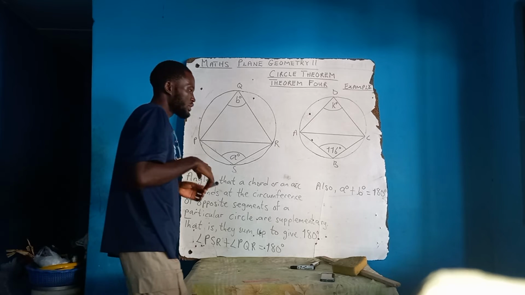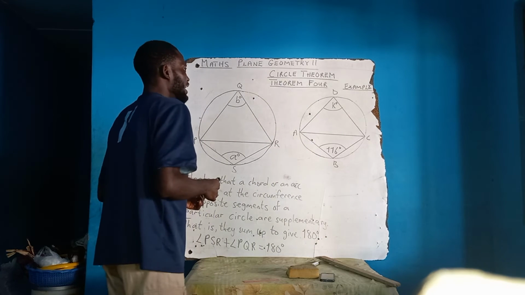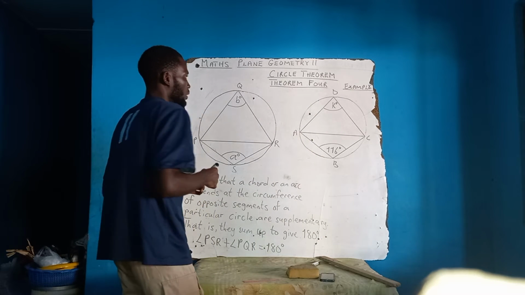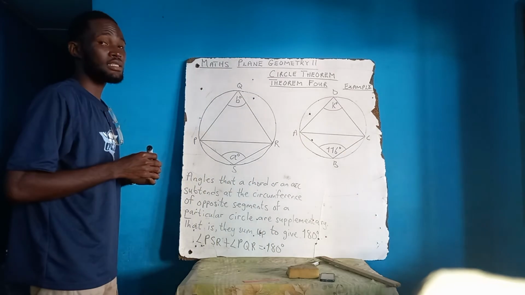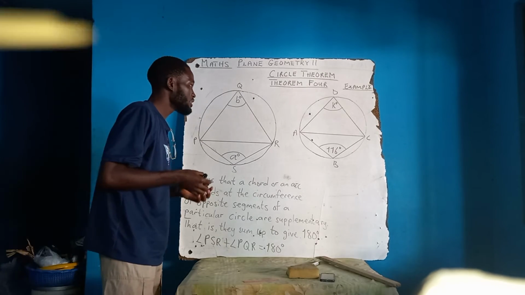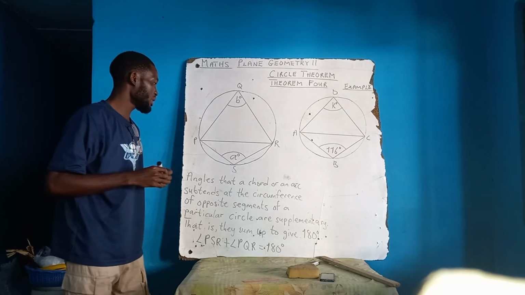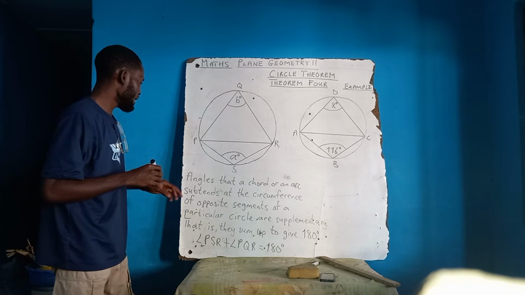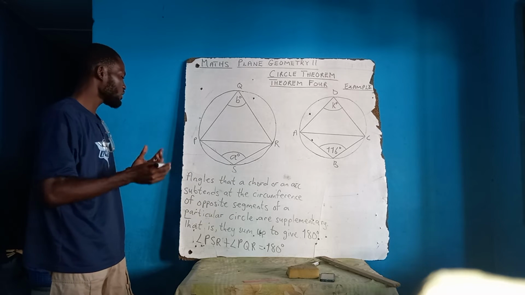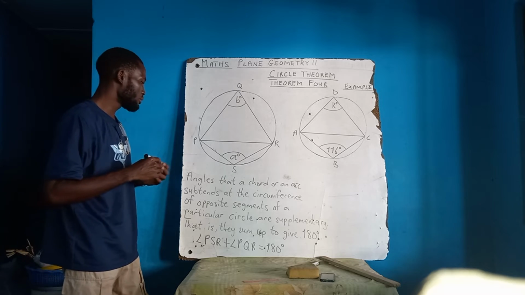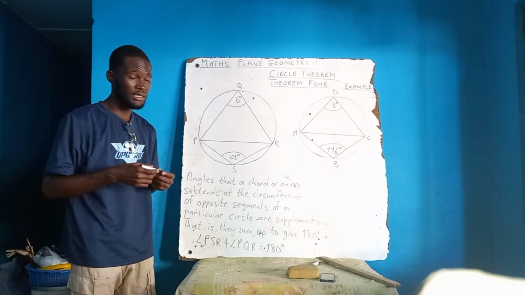So we have our angle ABC as 116 degrees. We also have angle ADC as K degrees. Per our Theorem 4, which says that angles that a chord or an arc subtends at the circumference of opposite segments of a particular circle are supplementary, that means you should add them up to give you 180 degrees.